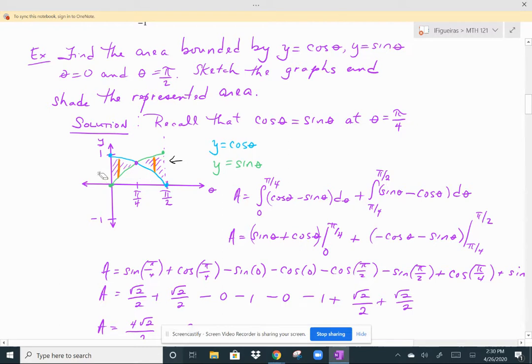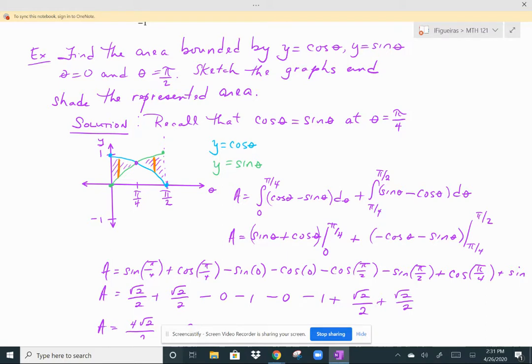All right, so that means I have to set up two separate integrals, because on the left side of this area, my blue curve, or my cosine, is greater than my sine function. And on the right side of this area, sine is greater than cosine.